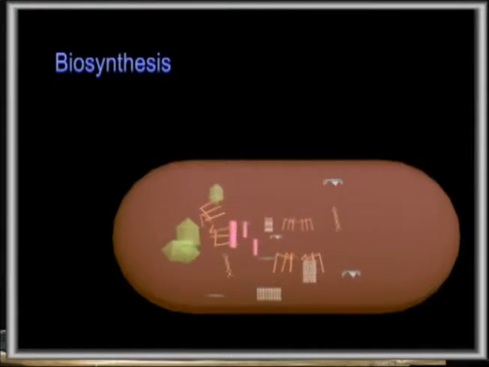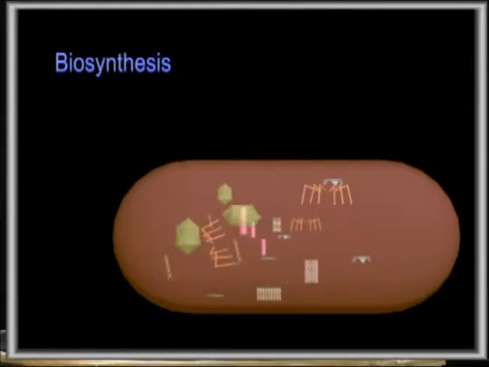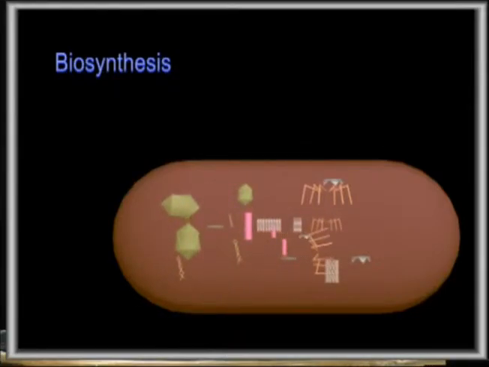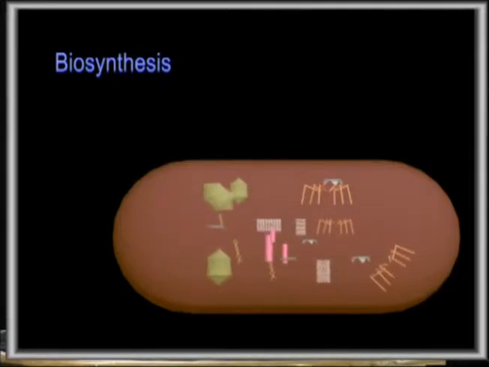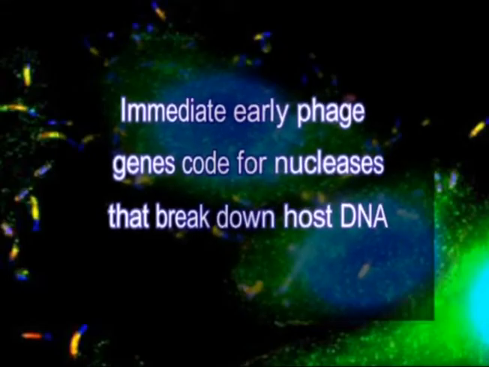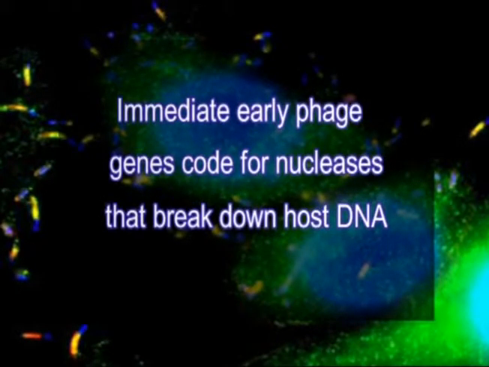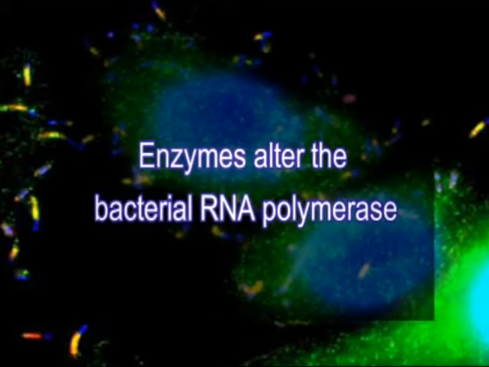The host cell's ribosomes, enzymes, and amino acids are used for translation. Genetic controls regulate when different regions of phage DNA are transcribed into messenger RNA during the multiplication cycle. For example, immediate early phage genes code for nucleases that break down host DNA and for enzymes that alter the bacterial RNA polymerase, so that it will preferentially transcribe delayed early phage genes.